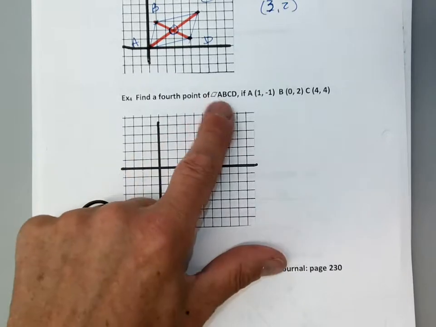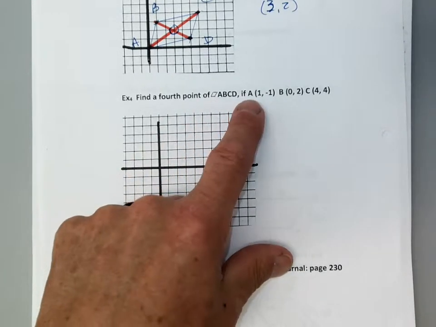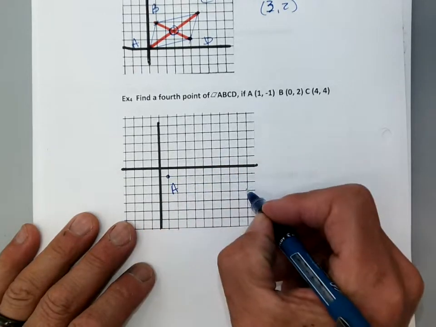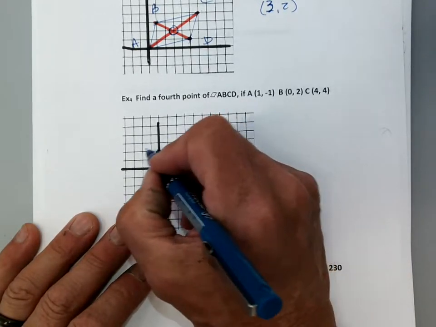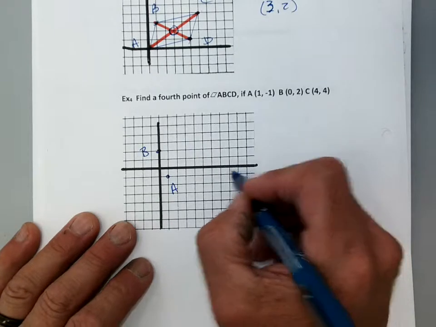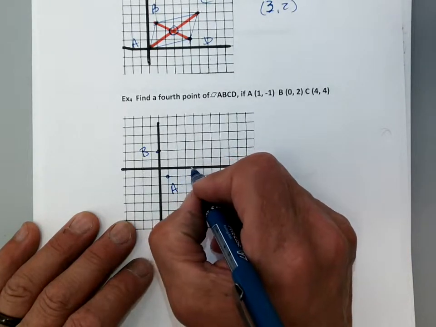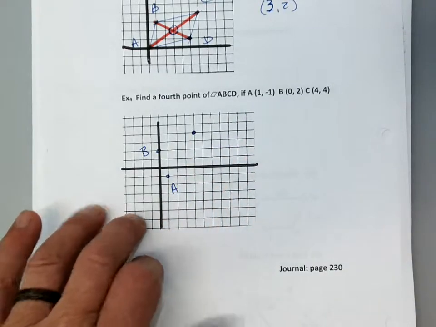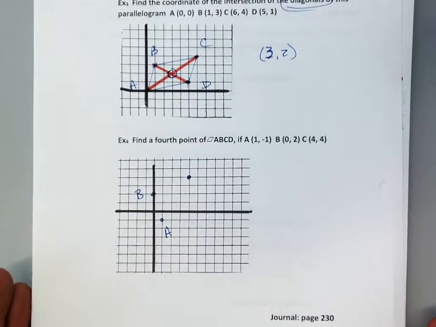Okay. Example 4. Find a fourth point, and this is parallelogram ABCD. So A is 1, -1. There's A. B is 0, 2. C is 4, 1. Okay. There are 4 points, and I have 3.